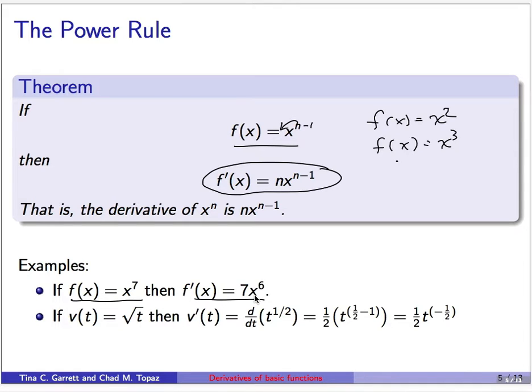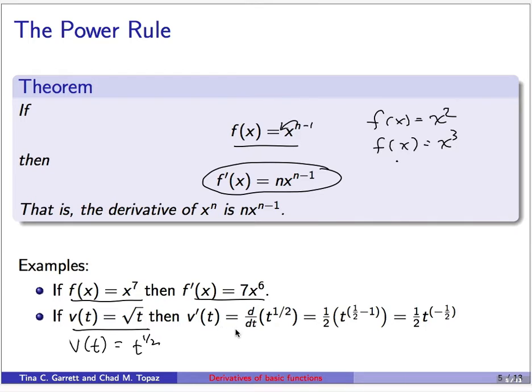Now, I'm not going to go into the nitty-gritty of why all of this works, but this rule works if you have other numbers for the power besides integers. So if we want to think about the derivative of the function square root of t, we can think about square root of t as t to the 1/2 power, and then use the power rule.